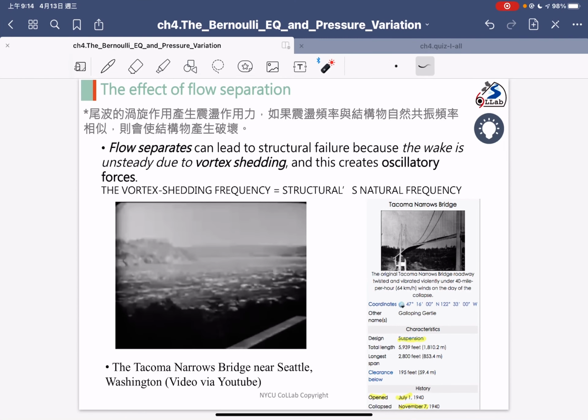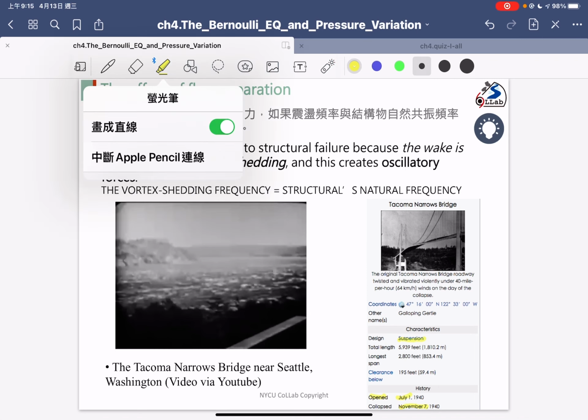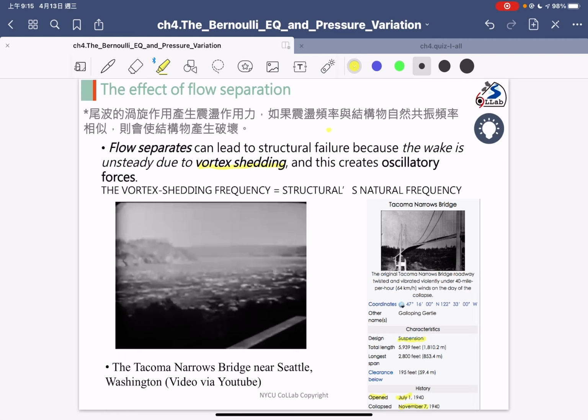For the engineer designer, they don't care about some phenomena, so they just build the bridge. But under some conditions, the bridge will have some structural oscillations. So this is a very good case. When we design the suspension bridge, we need to consider the flow separation problems, because the flow separation will produce vortex shedding, and the vortex shedding is one of the oscillating forces.